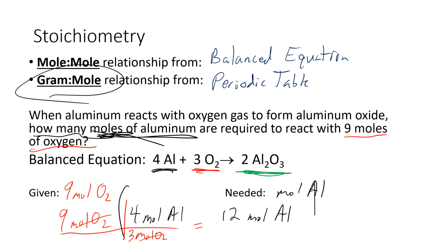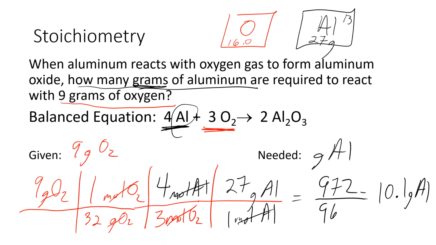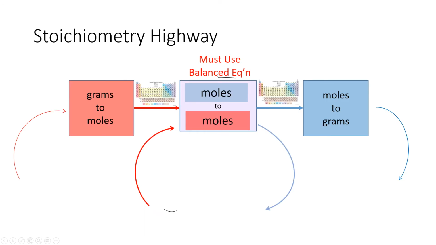All right, so again, look at how much work we do with moles to moles. We just need 1 balanced equation. And when we do grams to grams, we need that balanced equation plus 2 periodic table conversions. Periodic table there and a periodic table here. All right, so basically this is sort of like the highway.